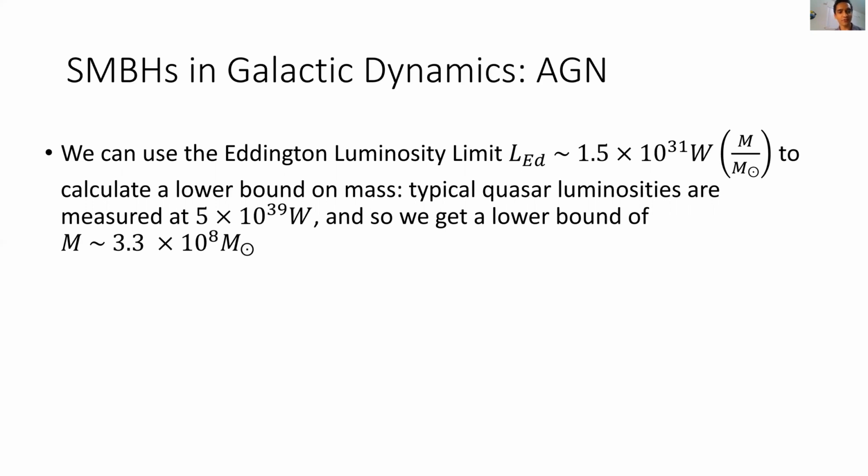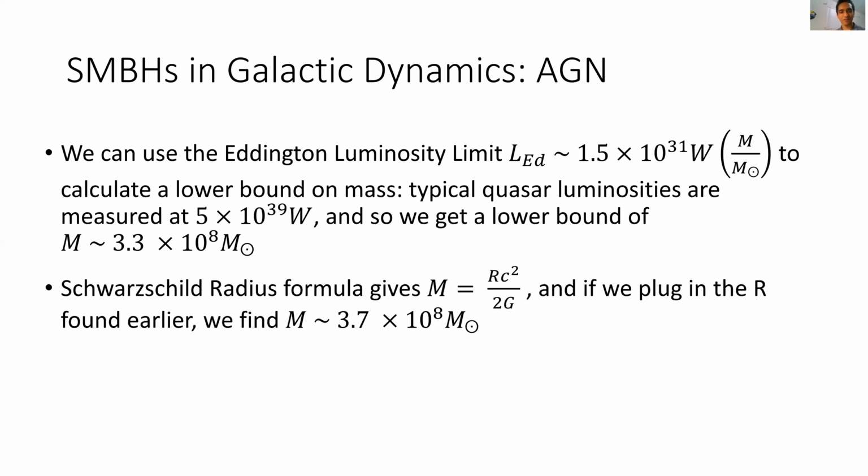So now we can calculate a lower bound on the mass using an observation of a typical luminosity. With our typical luminosity measurement of 5 times 10 to the 39 watts, following a derivation from a textbook, I don't really have good citations for it, but they say that it's typical. Plugging in that typical luminosity, we get a lower bound on the mass of 3.3 times 10 to the 8 solar masses, which puts us at the scale for the supermassive black hole that we expect.